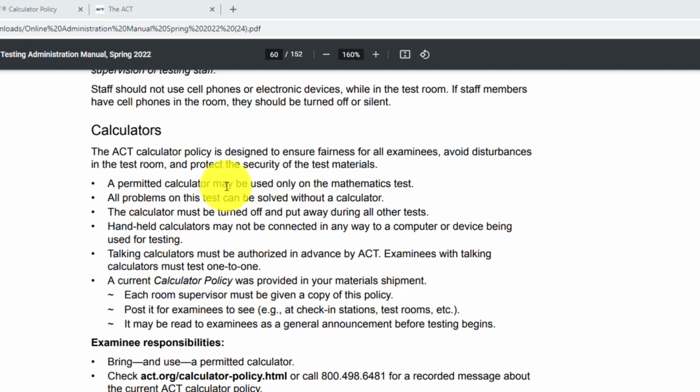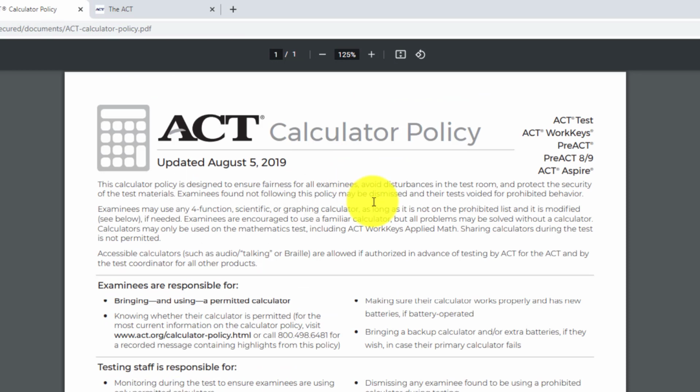So let me show you what the calculator policy looks like. We're not going to actually go over it, but this is what you would get. The test coordinator has access to this and should have sent you a copy of it, but it's been updated, and that's a current one. That's the current one on the district and state website. It's been updated August 5th, 2019.